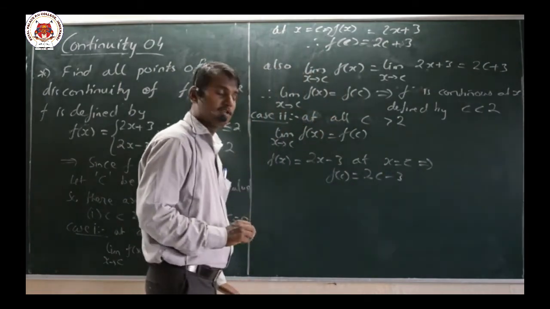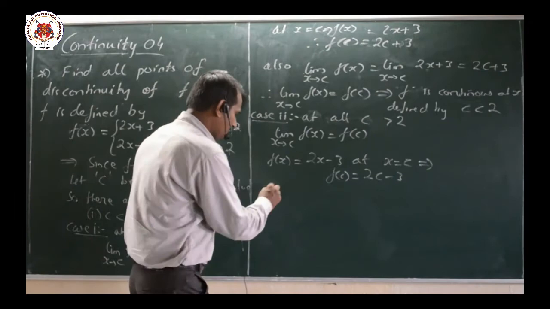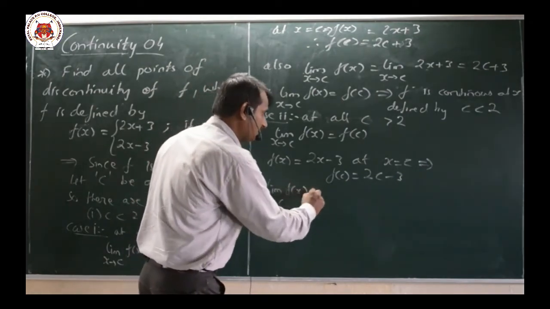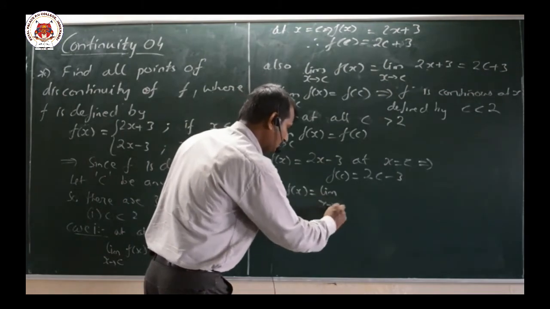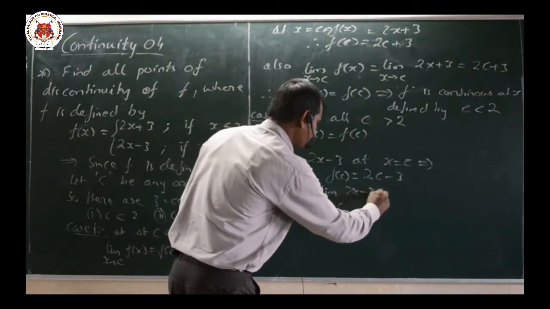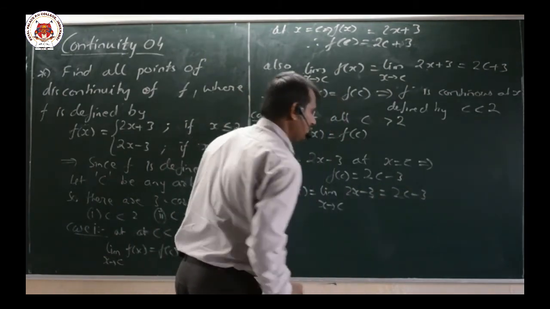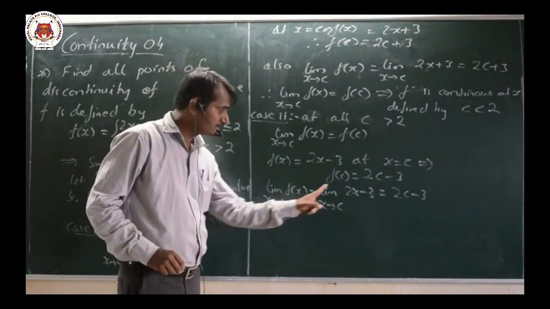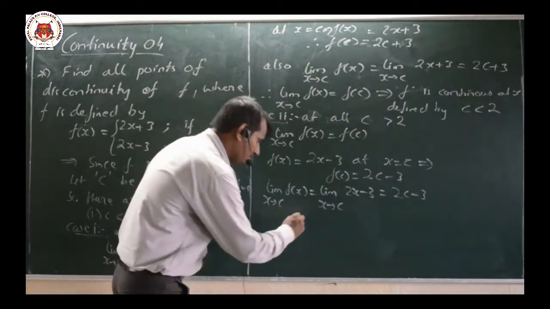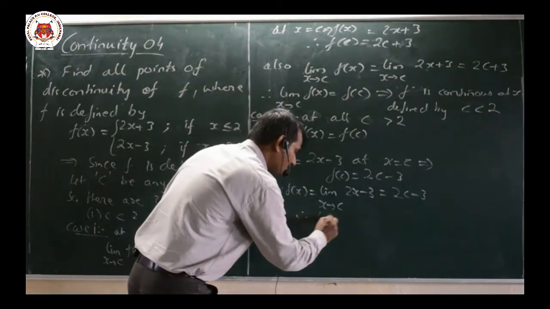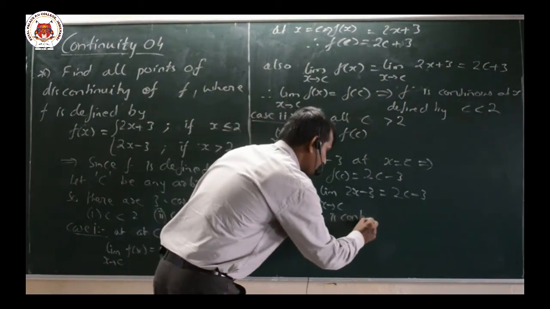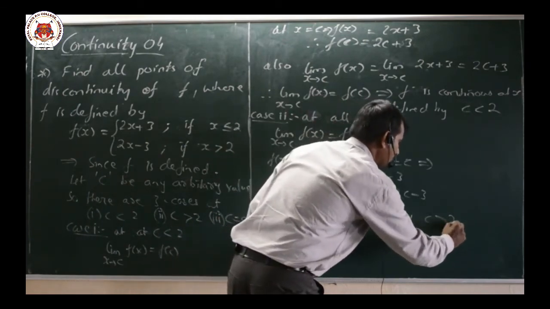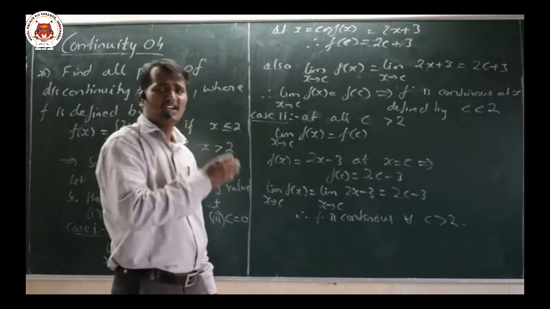Very simple. Similarly the limit value as x tends to c of f of x is also 2x minus 3, which is equal to 2c minus 3. So therefore we can observe that limit as x tends to c of f of x is equal to f of c. Therefore what we can write is f is continuous for all values of c greater than 2 here.